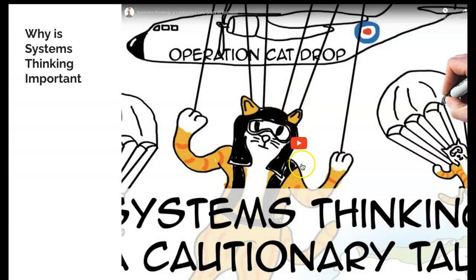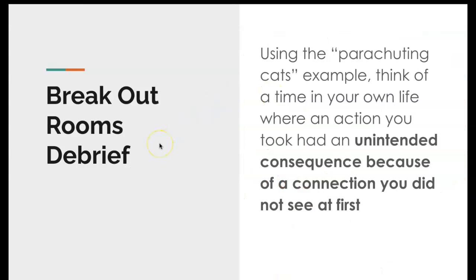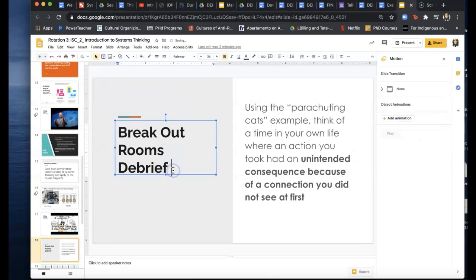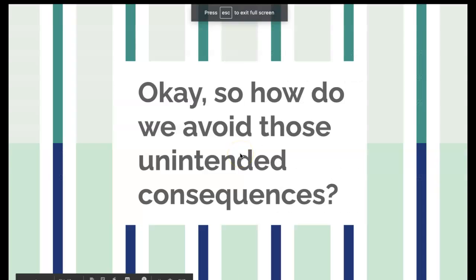So then you play this video, give them a chance to talk about it. Why is systems thinking important? This is all about unintended consequences. The kids really like this video. You give them some time in breakout rooms, like 5 minutes, 6 minutes, to debrief this video. And then here's the brand new activity I came up with.